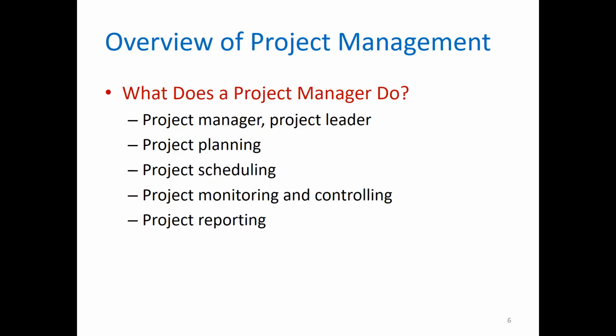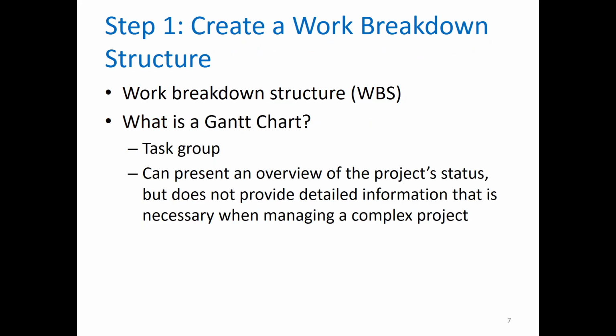Overview of project management. What does a project manager do? A project manager may also be called a project leader, and the tasks that they perform are planning, scheduling, monitoring and controlling, and reporting. To plan, that means you need to clearly list down what work will be performed at what time. To do this, one of the first things that a project manager could do is to create a work breakdown structure. A work breakdown structure involves breaking a project down into a series of smaller tasks.